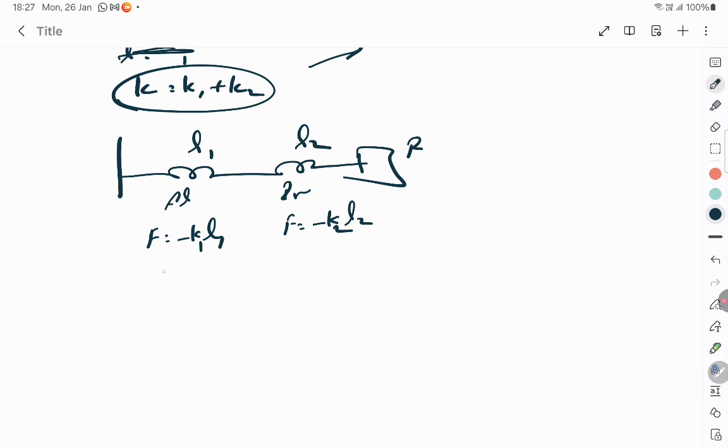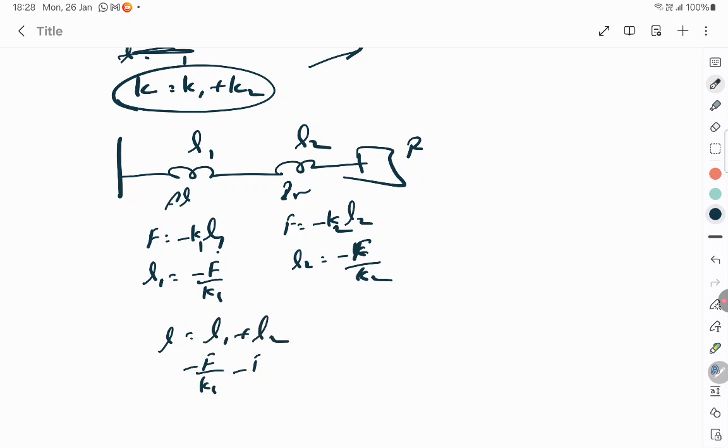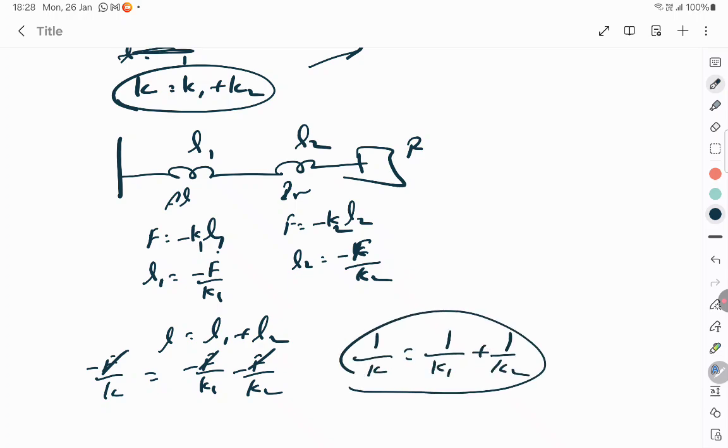And so what you do is find L1 from this, minus F by K1, and L2 from here, minus F by K2. So L is equal to L1 plus L2, meaning minus F by K1 minus F by K2 is equal to minus F by K, where F is getting cancelled and the negative signs throughout get cancelled. So 1 by K is equal to 1 by K1 plus 1 by K2. For the series connection, the spring constants are written like resistors in parallel connection, okay?